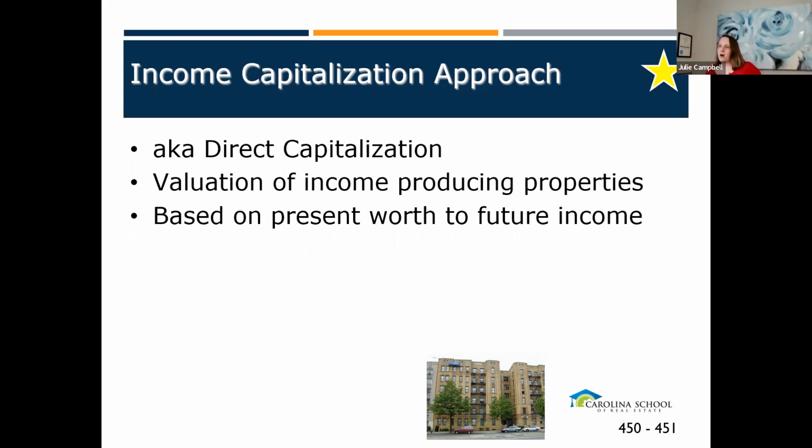The second approach we talked about that the appraiser can take to define value is the cost approach. And the cost approach is the best approach for special use properties. So think schools, churches, libraries, hospitals, new construction. New construction will fall under the cost approach as well.